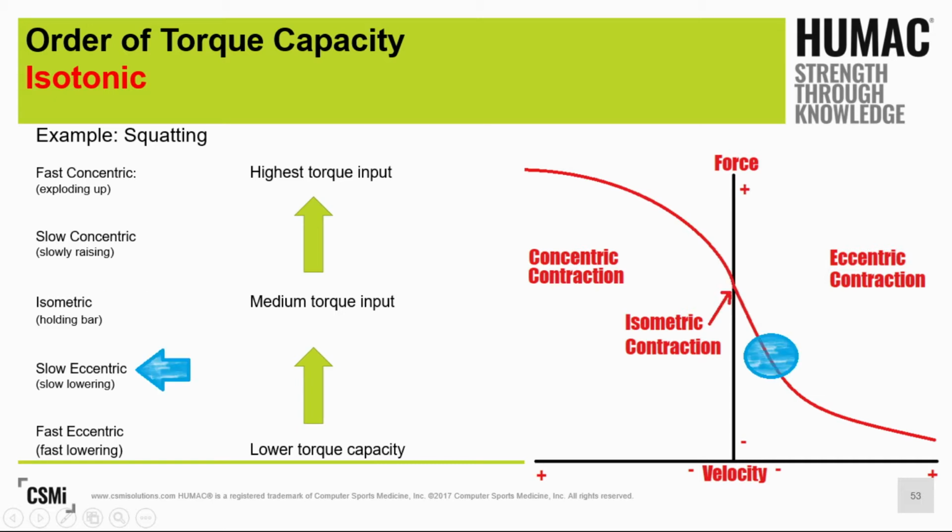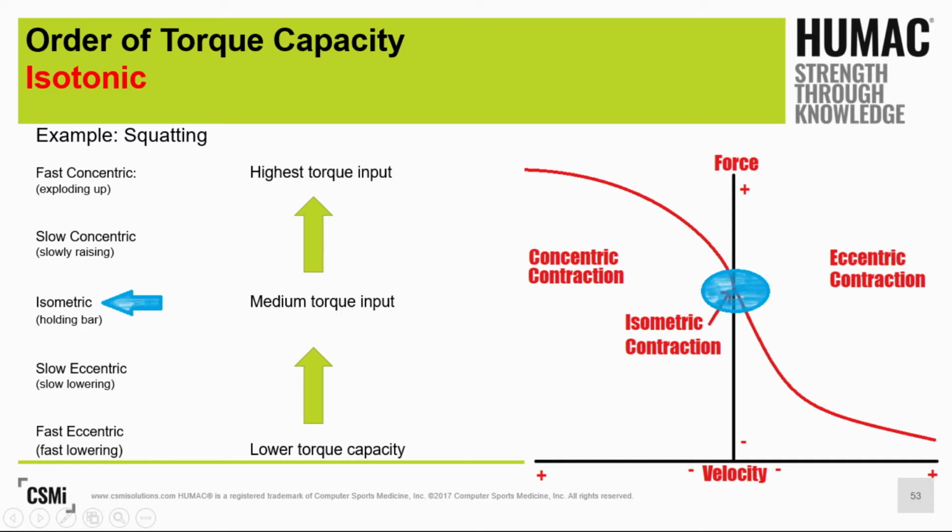If we move to the right of the isometric point on the graph, that's slow eccentric lowering. So now say I'm only putting 210 pounds of force into the bar. So it's going to slowly overcome me and lower me to the floor. But let's say we go even further to the right of the graph, and now I'm lowering faster, and say I'm only giving 100 pounds of force into the bar. So you see, the less force I produce eccentrically, the faster I'll go.